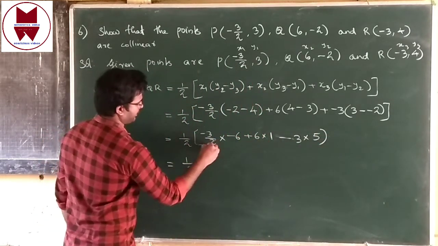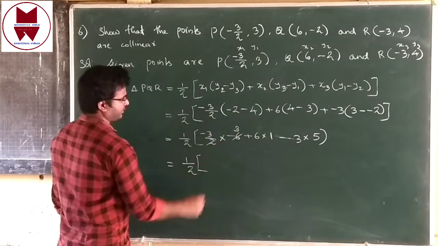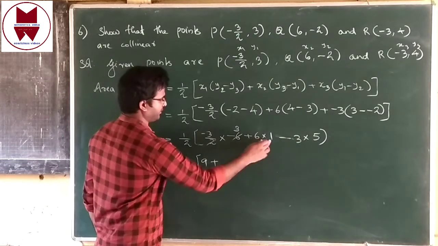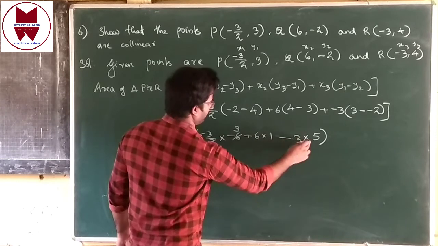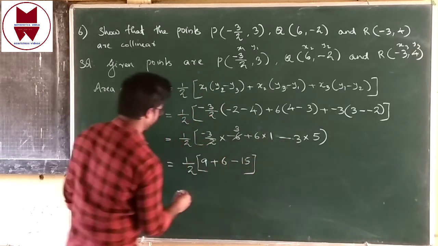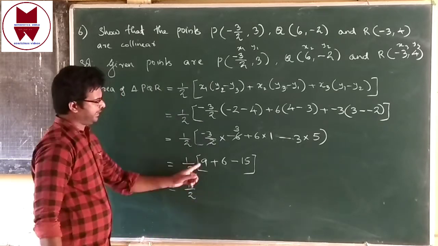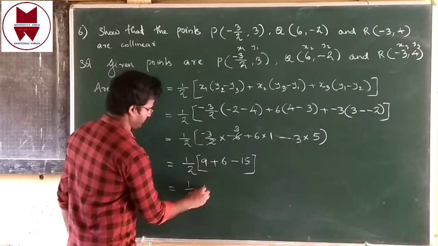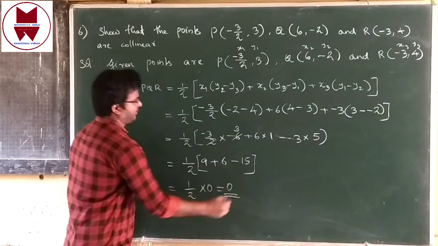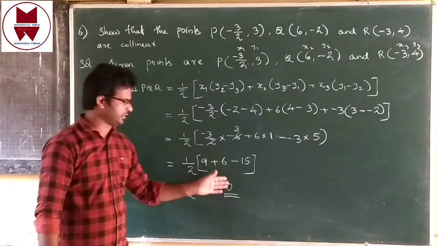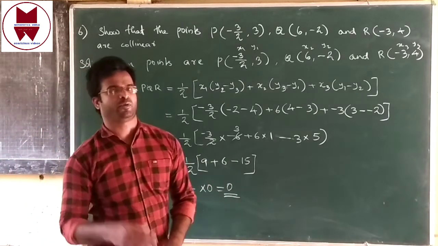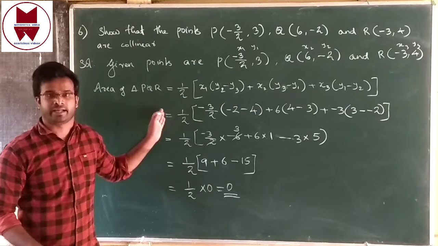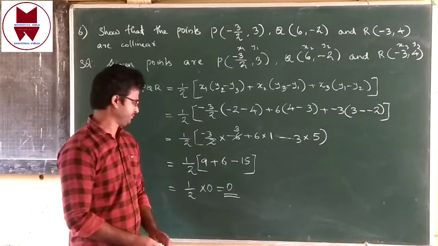1 by 2, cut it 3 times. Then minus 3, 9 plus 6 into 1, 6. Then minus 3 into 5, minus 15, equal to 1 by 2. 9 plus 6, 15, plus 15 minus 15, that will be 0 equal to 0. When you find out the area of the triangle, we got the answer 0. Answer 0 means that the 3 points are collinear points. That's why we got this answer. We cannot make any triangle using those 3 points.